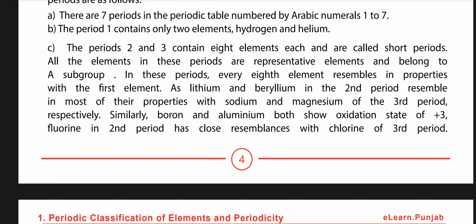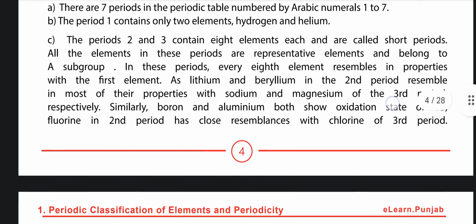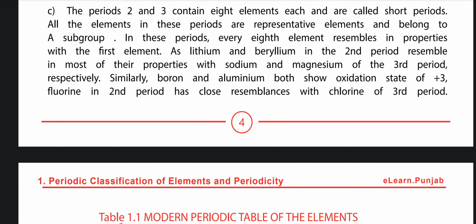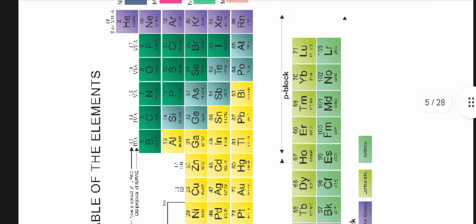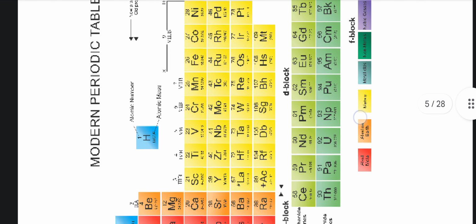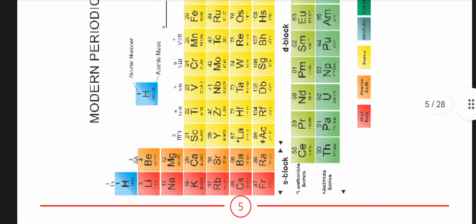In these periods, every eighth element resembles in properties the first element, as lithium and beryllium in the second period resemble in most of their properties sodium and magnesium of the third period respectively. Similarly, boron and aluminium both show oxidation state of +3. Fluorine in the second period has closest resemblance with chlorine of the third period. This is the modern periodic table, as you can see, arranged in ascending order of atomic numbers.